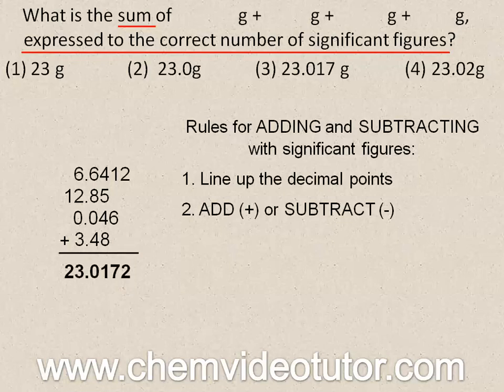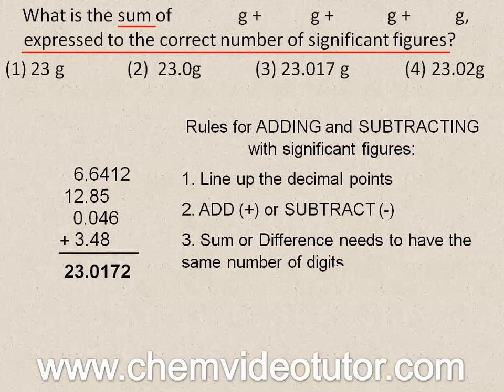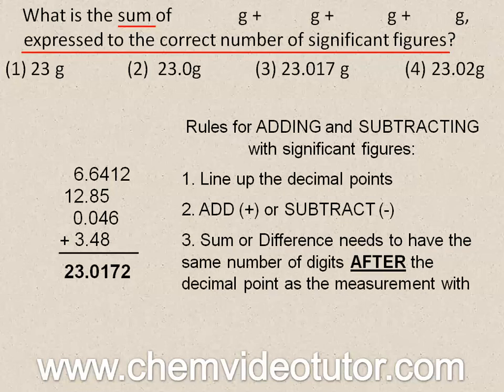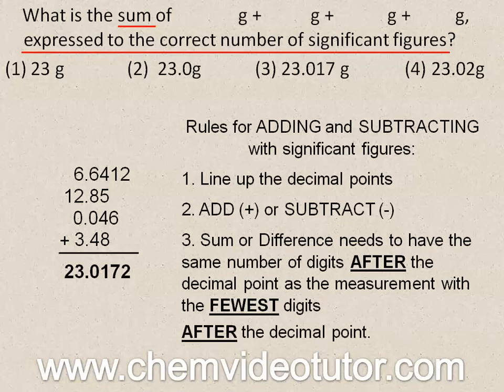The third step is to ensure that the sum or difference has the same number of digits after the decimal point as the measurement with the fewest digits after the decimal point. This is why lining up the decimal points is important.